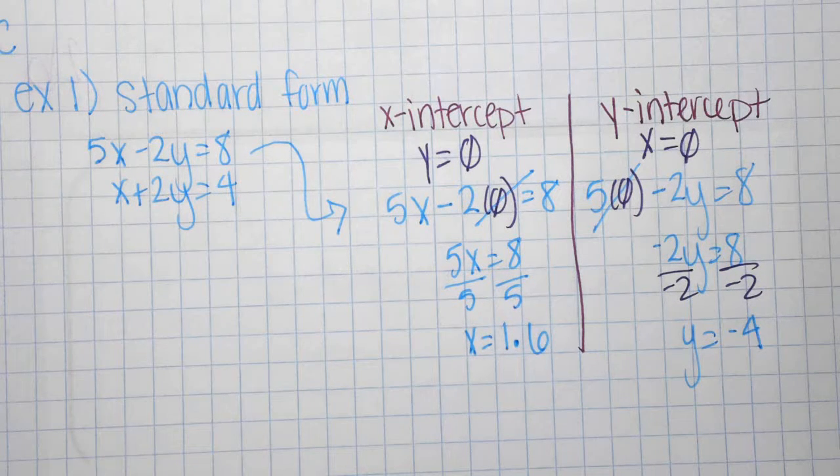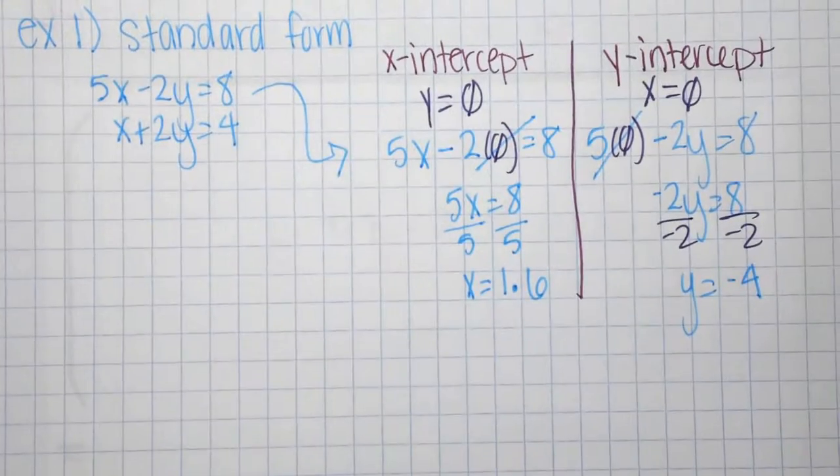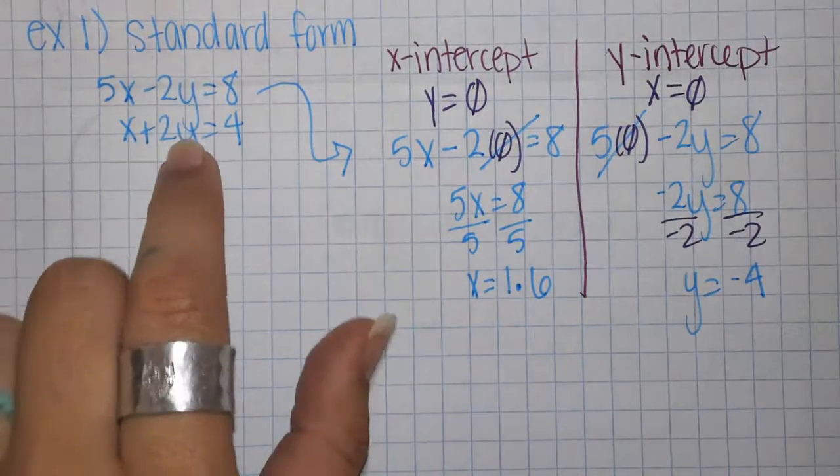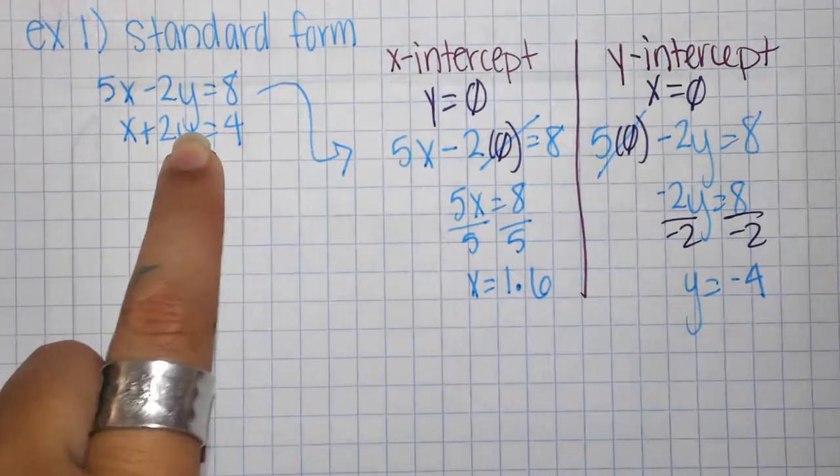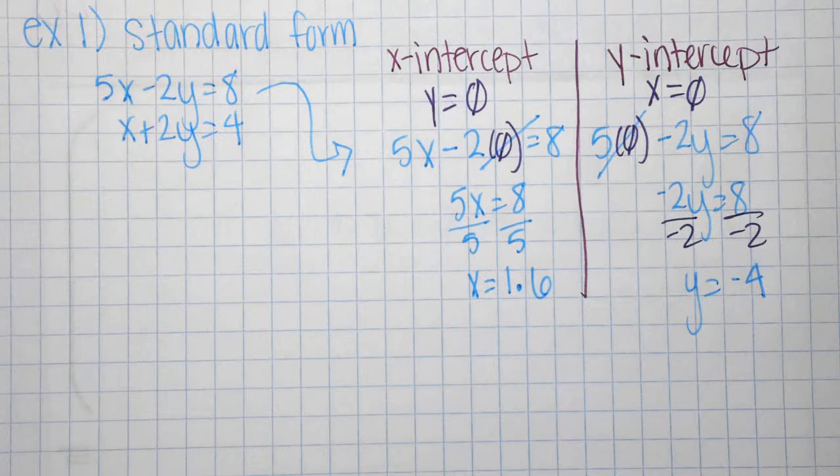So our intercepts are 1.6 and negative 4. Alright, so do we want to go ahead and graph this first line, or do y'all want to find the x and y intercept of our second and then graph them together?